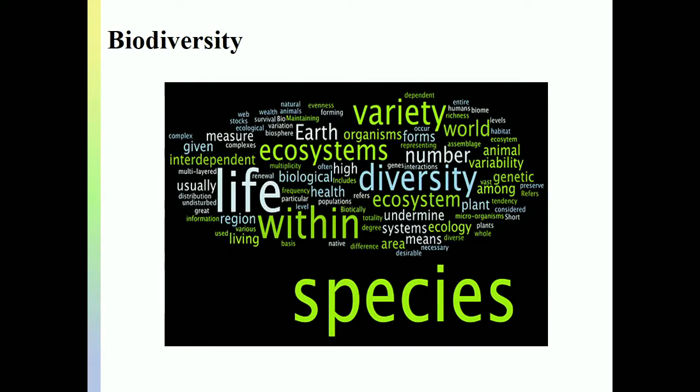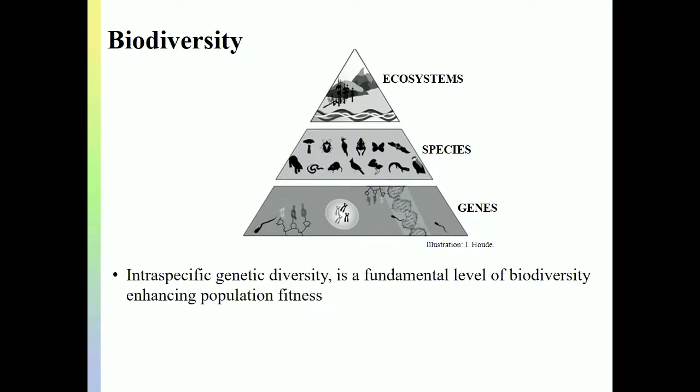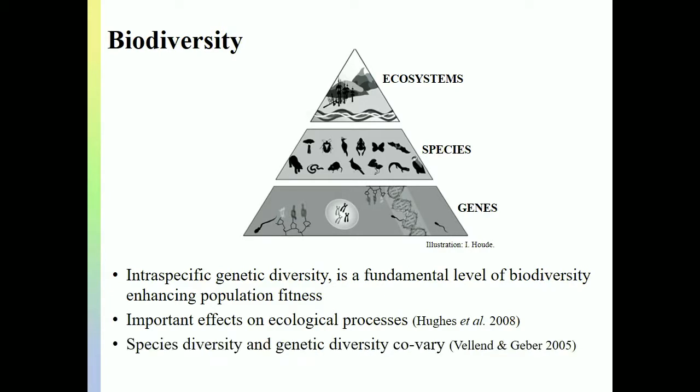Consequently, when we work on the effects of land use on biodiversity, we work on the community level of biodiversity. However, as we know, biodiversity encapsulates information across the whole range of biological organization, from genes to species and ecosystems, and intraspecific genetic diversity, its fundamental level, is shown to enhance population fitness, affects ecological processes, and also co-varies theoretically with species diversity.